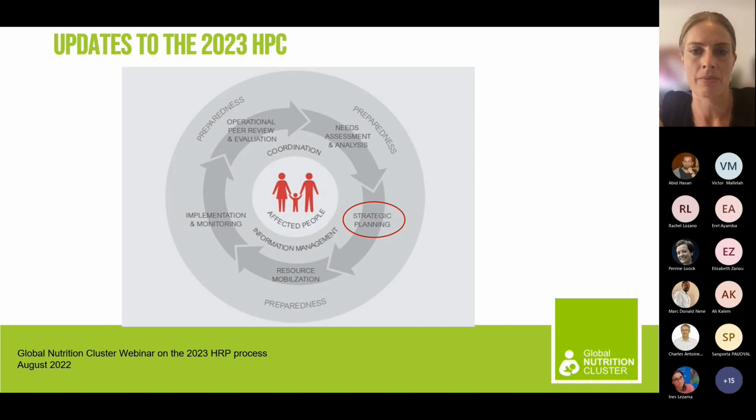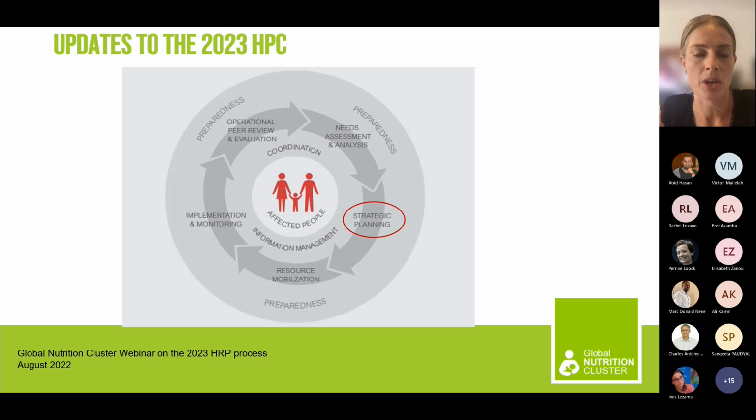So this image will look familiar to most of you on this call. This is the humanitarian program cycle. For those of you new to the HPC, the humanitarian program cycle, otherwise known as the HPC, is a coordinated series of actions undertaken to prepare for, manage, and deliver humanitarian response using a common performance and monitoring framework, which helps to ensure better accountability.